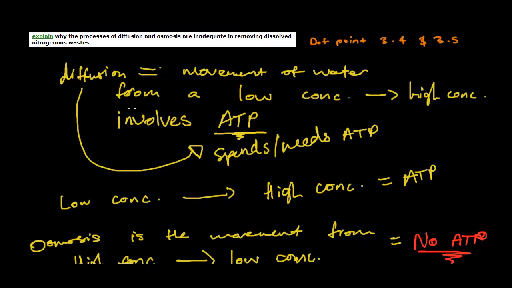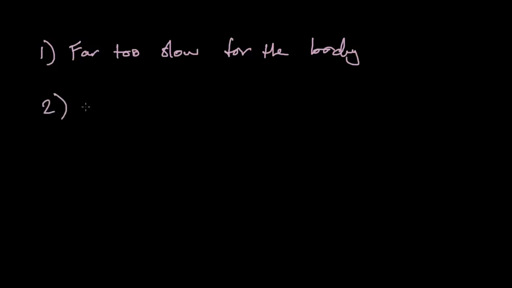But the main reason this dot point has a focus on why it is inadequate in removing dissolved nitrogenous wastes is that it's too slow. So there are two things that you need to know. Number one is that it is far too slow for the body, and number two is that it doesn't actually have the ability to filter out. Unlike the kidney, it does not have the ability to filter out substances needed by the body.